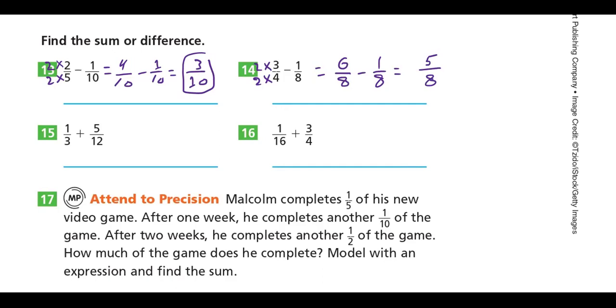1 over 3 and 5 over 12. If we need to add them, so we have to make the same denominator, multiply 3 by 4, up and down. So now it's 4 over 12 plus 5 over 12. The same denominator, 4 plus 5 is 9. We need to make it simple, so we have to divide by 3, up and down. 9 divided by 3 is 3. 12 divided by 3 is 4.